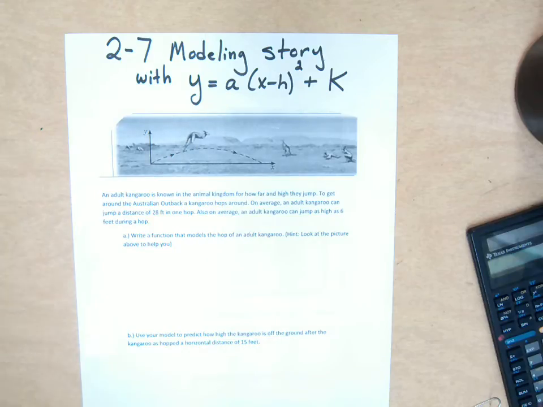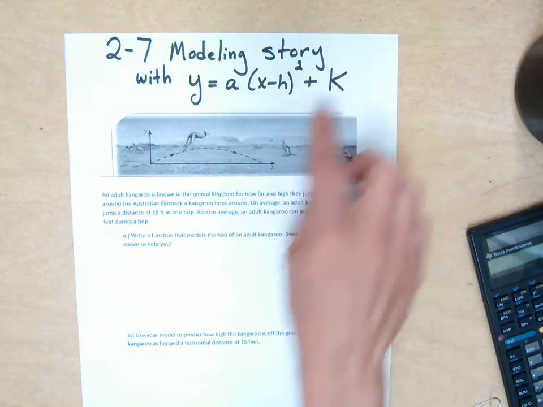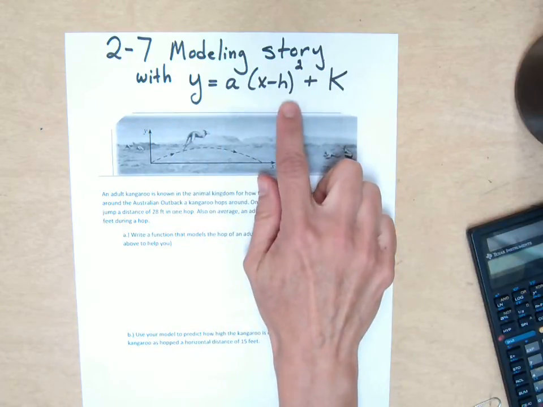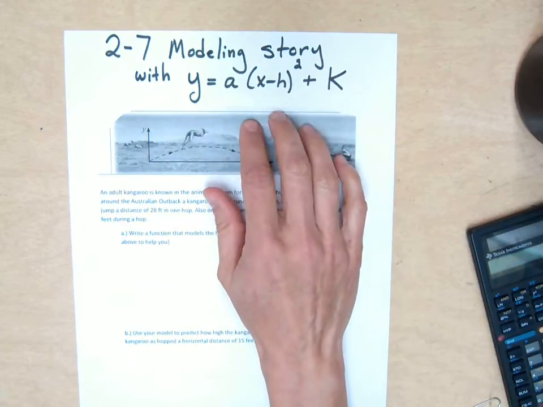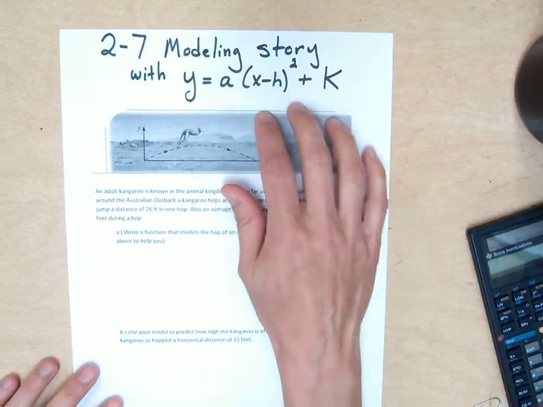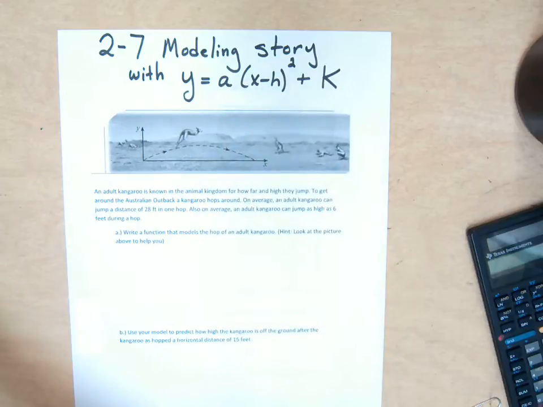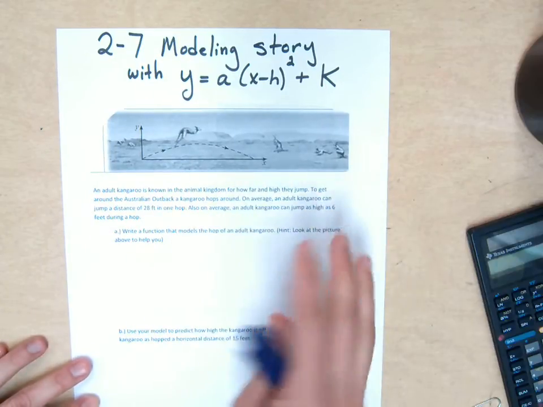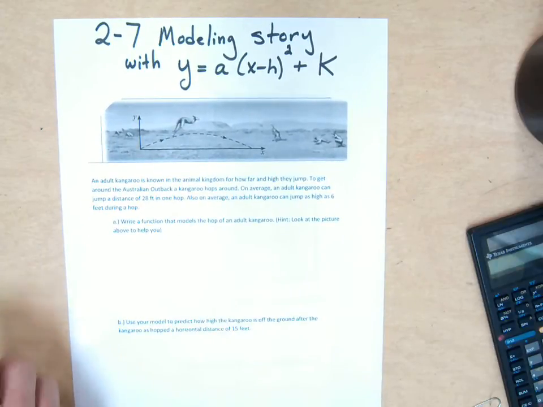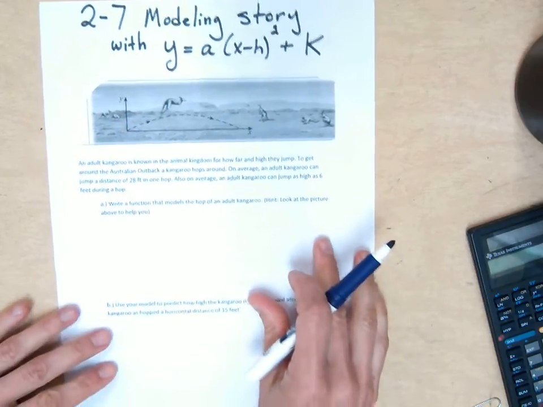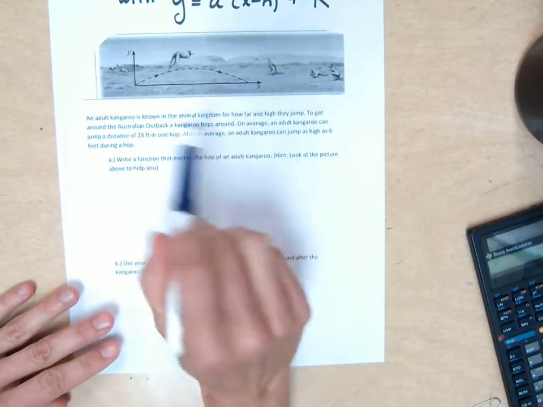Alright, 2-7, modeling a story or situation, a word problem, whatever you want to call it. If we can come up with the model ourselves, and this is the best part, then we get to use that model for whatever we want to know about the situation. So we're not given the equation, we have to come up with it. What you're going to do on all these, they're all going to follow this pattern. So this kangaroo's jumping.